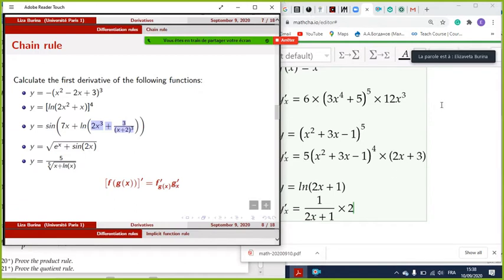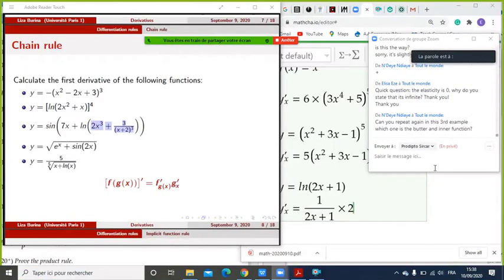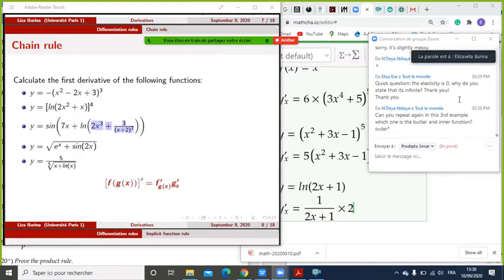Wait, where is my zoom? The third example, which one is the inner and outer function?